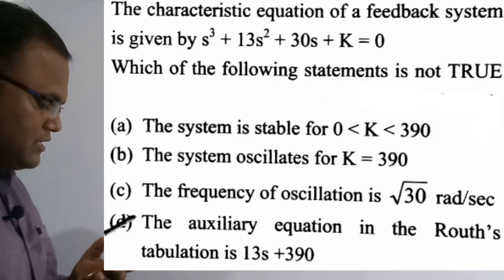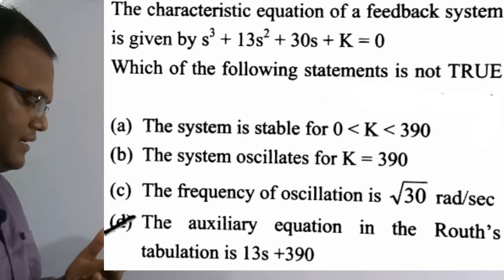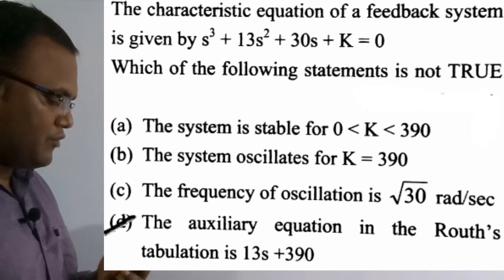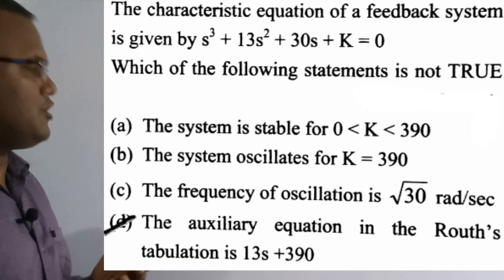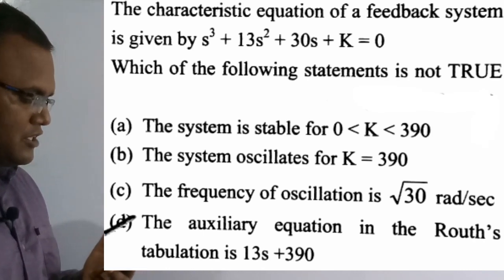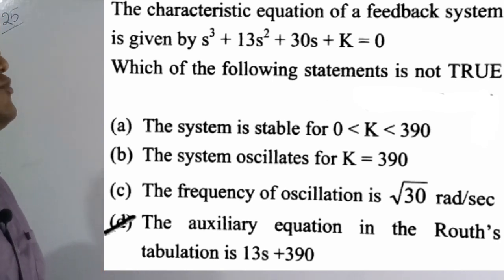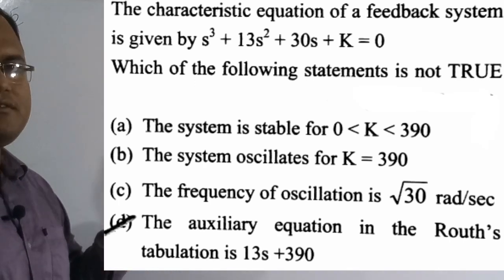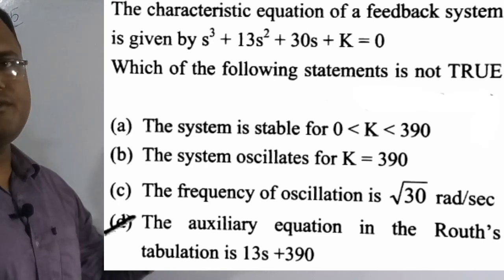Option A, the system is stable for 0 less than K less than 390. Option B, the system oscillates for K is equal to 390. Option C, the frequency of oscillations is root 30 radians per second. And option D, the auxiliary equation in the Routh tabulation is 13s plus 390. So out of the 4 options, option D is a wrong solution. It is not correct, and we will see why only D is wrong and why the others are correct.